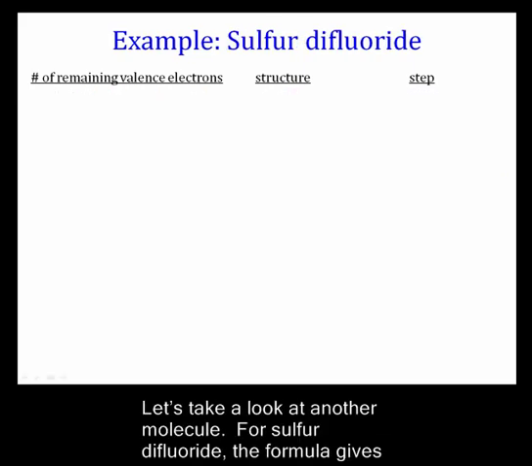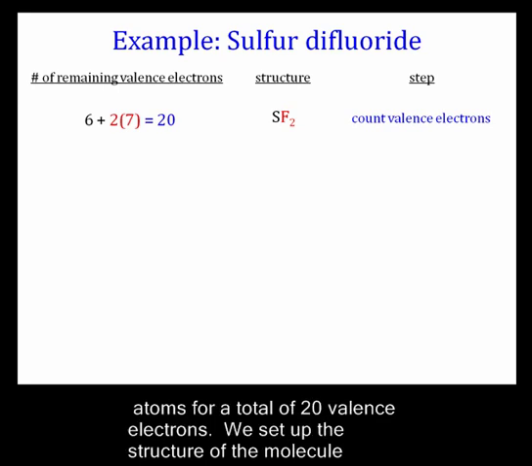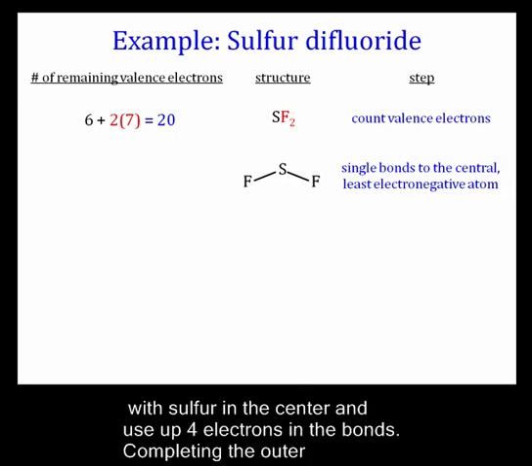Let's take a look at another molecule. For sulfur difluoride, the formula gives us 6 valence electrons from sulfur and 2 times 7, or 14, valence electrons from the fluorine atoms, for a total of 20 valence electrons. We set up the structure of the molecule with sulfur in the center and use up 4 electrons in each of the bonds.